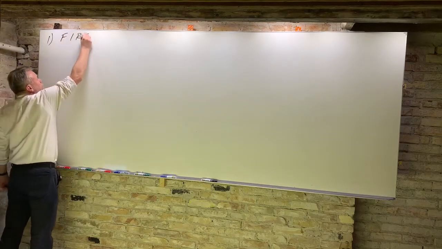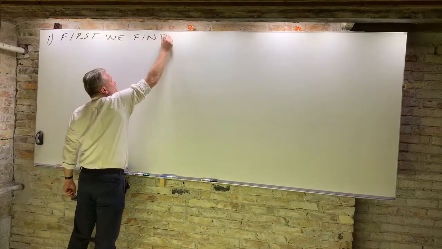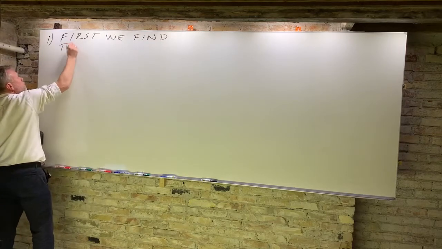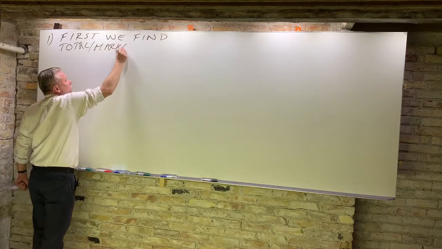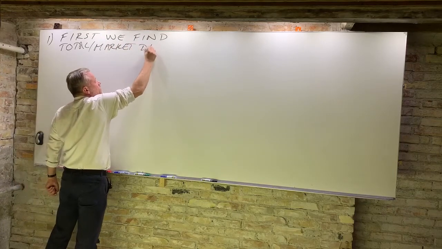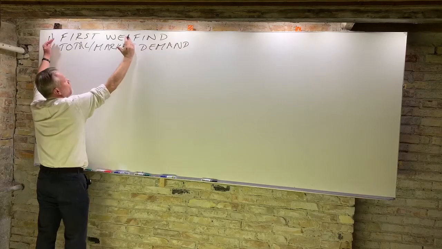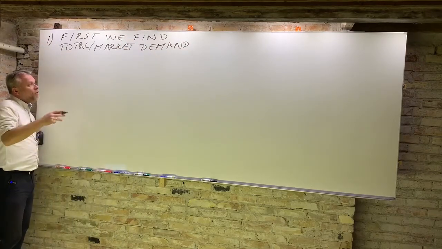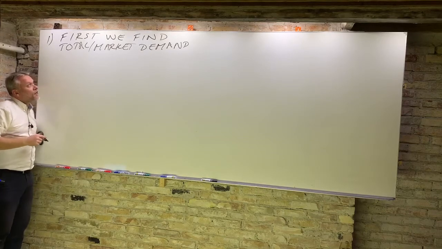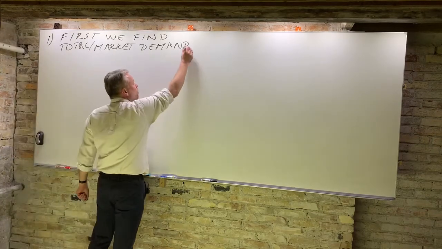First, we find total or market demand. And please note that if there is no confusion, you can leave out the total, the market, and just call it demand. It's just when you want to avoid confusion with individual demand that you call it total or market demand. And how do we do that?